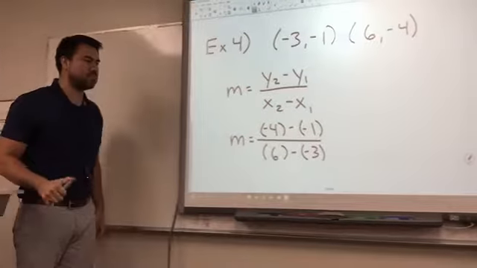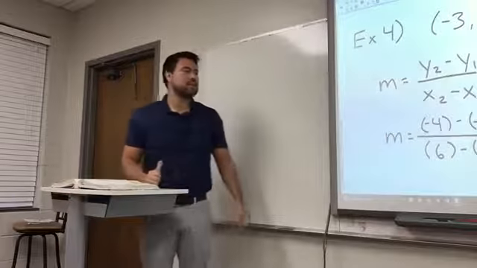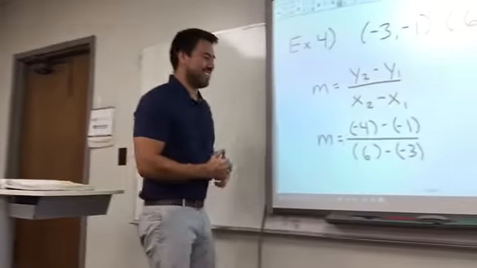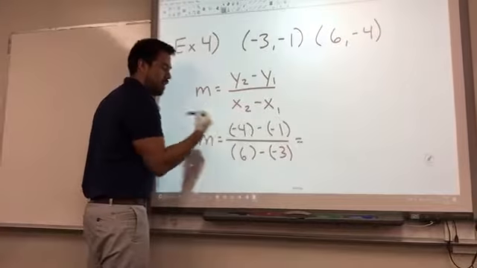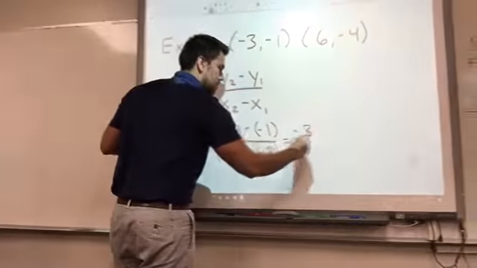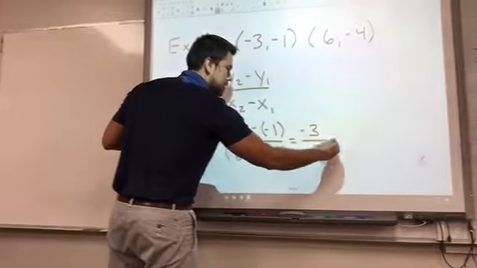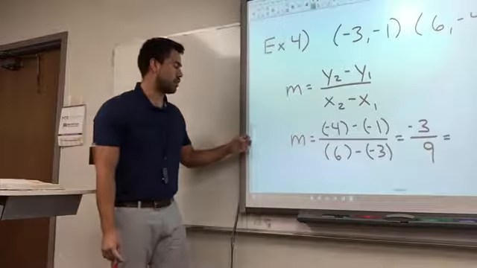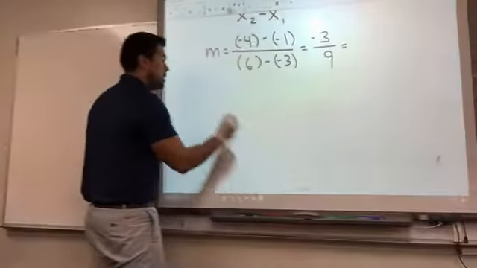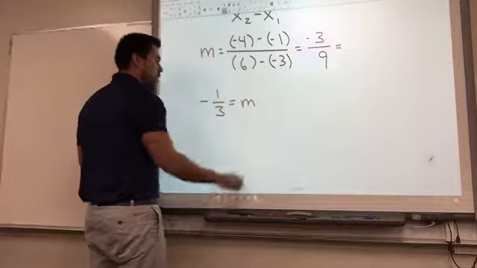So you need to be careful. All right, are these where my numbers go? According to those 2 points? Yeah, they look pretty good. Thank you. So now I have -4 plus 1, and then 6 plus 3. So does anyone know what my slope is? -1/3. I got my slope here. -1/3 is my slope.